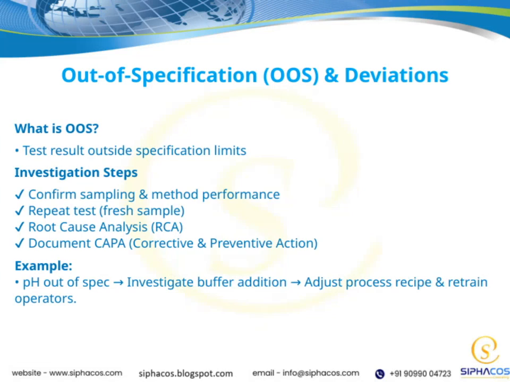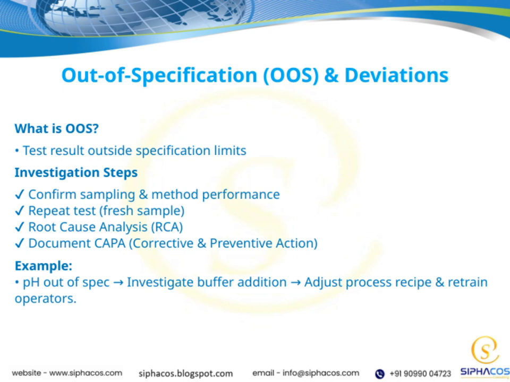Now, let's talk about out-of-specification, or OOS, and deviations. So, what exactly is OOS? It refers to test results that fall outside the defined specification limits, meaning the product or material isn't meeting the required quality standards. Recognizing an OOS result is the first step in maintaining our product integrity.